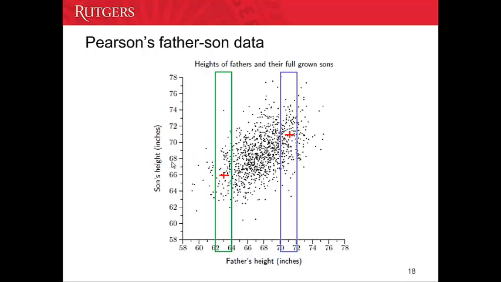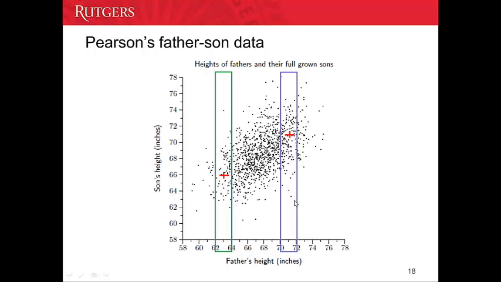Based on the average information, when the father's height ranges from 62 to 64, their son's height is actually around 66. And when the father's height ranges from 72 to 74, their son's average height is 71. When the father's height is higher, the son's height is higher as well. But this just happens on average.